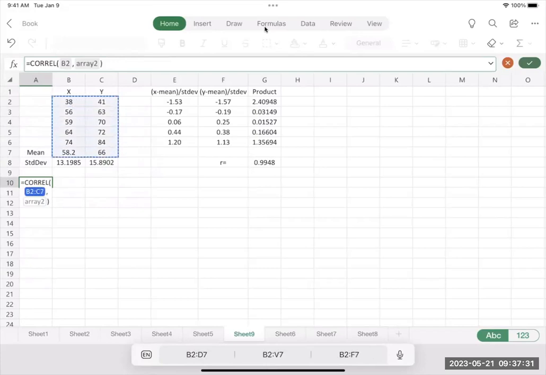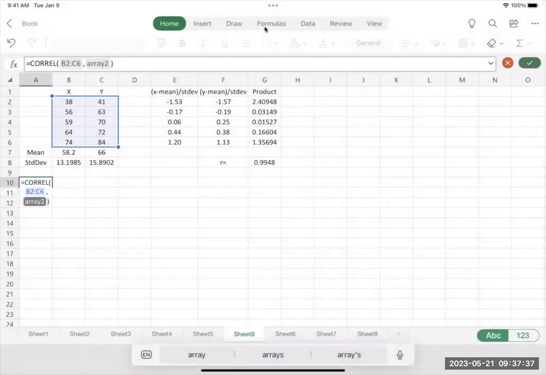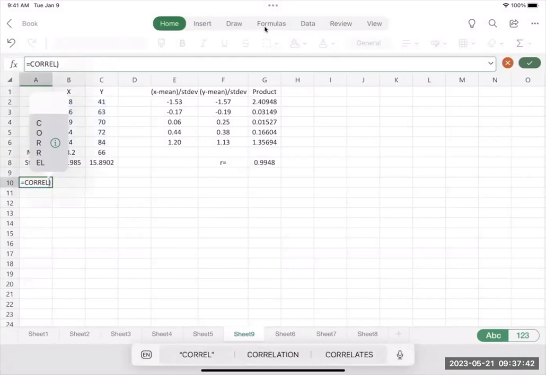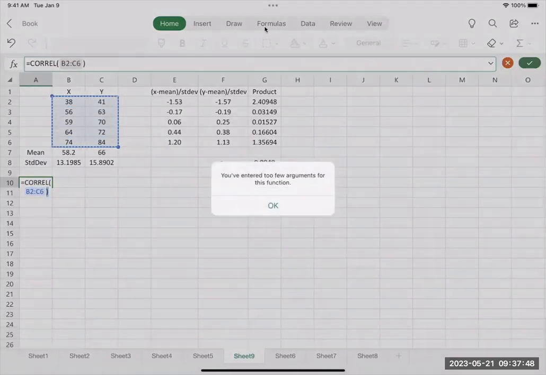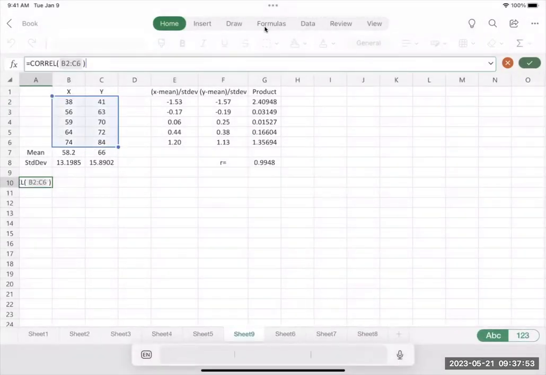Is this going to work? I don't even know if that's the command. No, that's not what CORREL does. So we'll skip that.